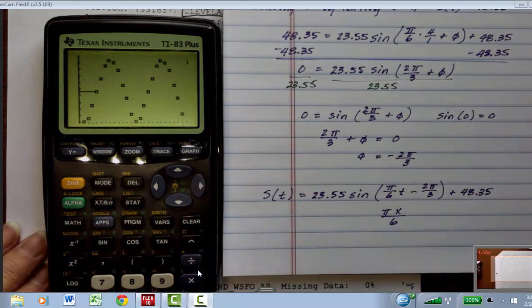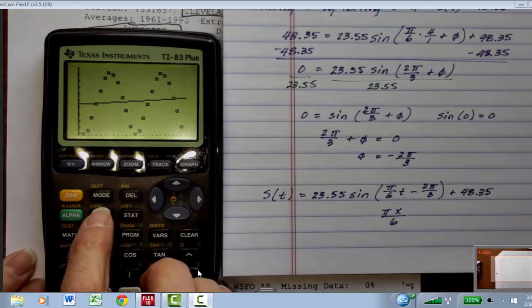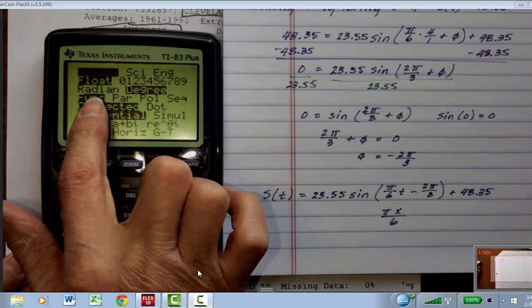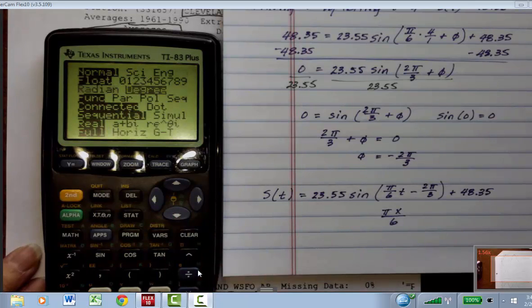And look at what happened. So when I see a horizontal line going across like this, that tells me that my mode is probably wrong on my calculator because it's not graphing the way I want it to. So underneath the mode button, I should be in radians. And looky, I'm in degrees. So we need to switch this to radians. And now I'm going to go ahead and graph again.